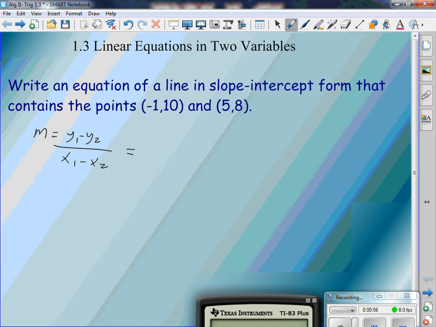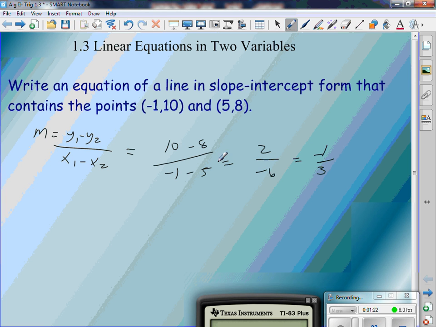What are you going to say your first y value is? 10. What's your second one then? 8. What's your first x? -1. What's your second one? What's 10 minus 8? 2. What's -1 minus 5? -6. My slope is -1/3.